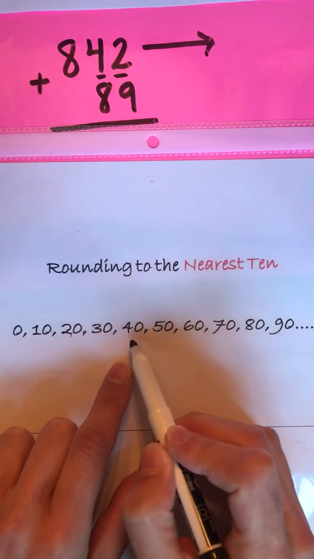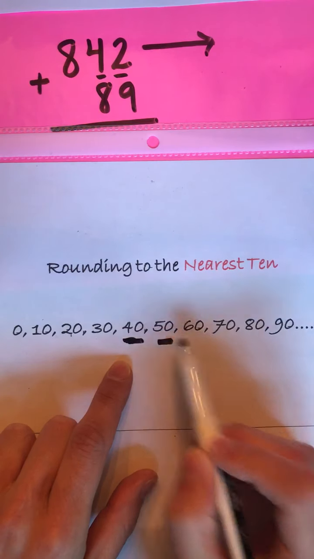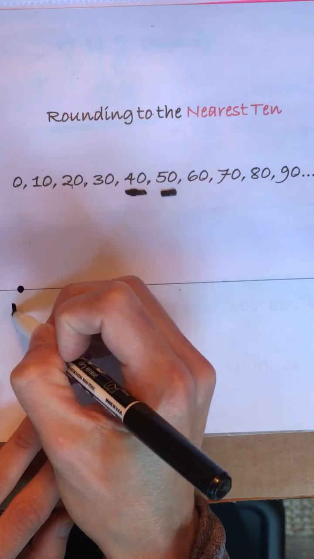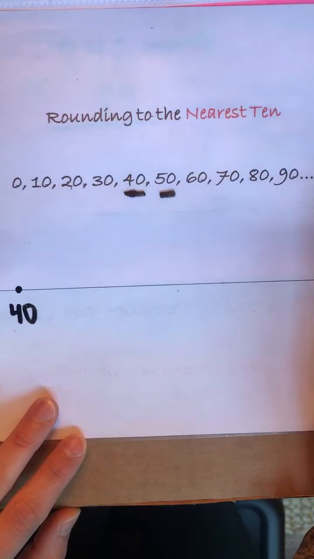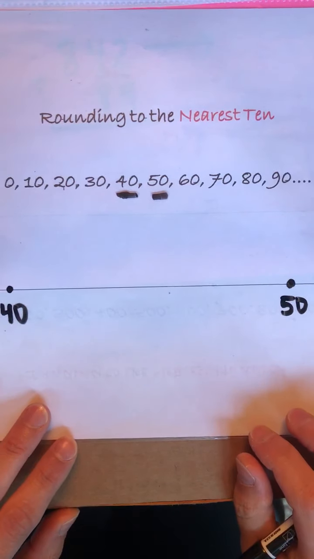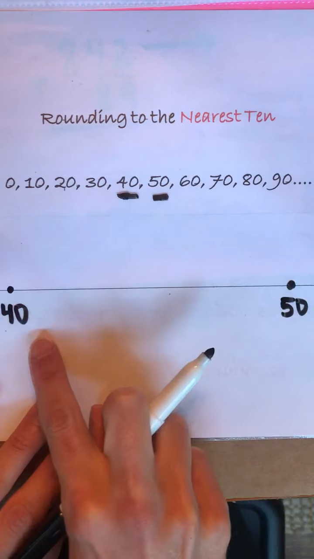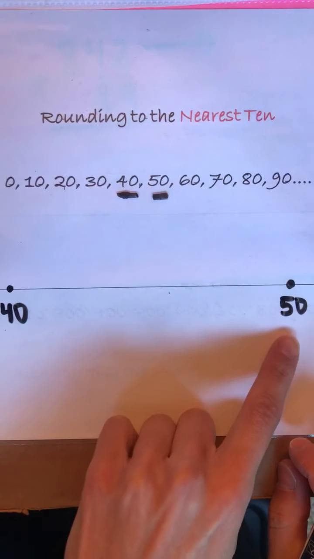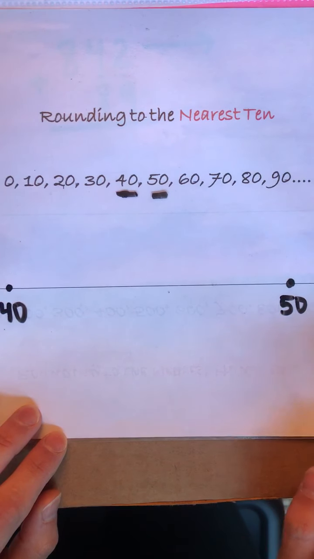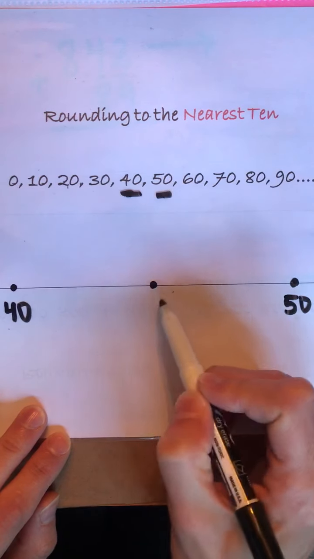So 42 is between what two groups of 10? Very good, it's between 40 and 50. So on my number line, I'm gonna label 40 and 50. Okay, because 42 is between my two tens. Then remember, my next step for rounding is to label the number that is directly in the middle of 40 and 50. Well, this is a group of 10. What is half of 10? Half of 10 is 5. So the halfway point between 40 and 50 is 45.